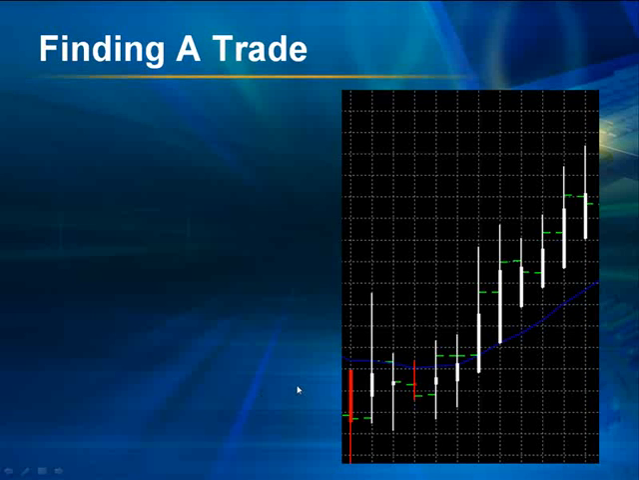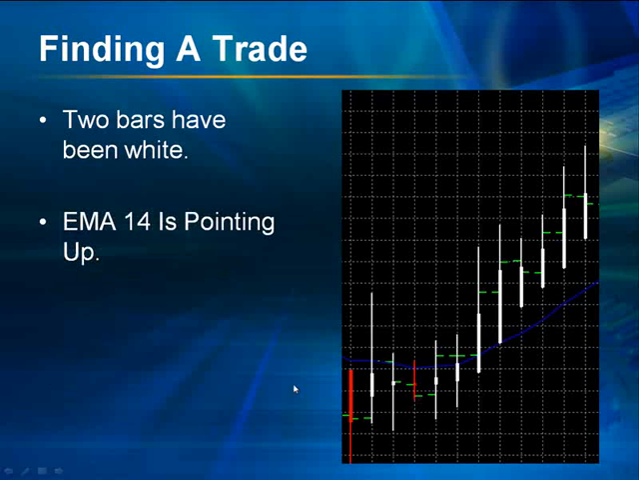So just taking a look on a chart here, finding a trade, we need to establish that we have two white bars. So we've got two bars that are white on this chart right after the red bar here. We need to establish that the EMA 14 is pointing upwards, and in this case it is. The EMA is pointing upwards. It's actually just turned from flat to up, but it had a slight upslope before. And then we need to look for our entry point.